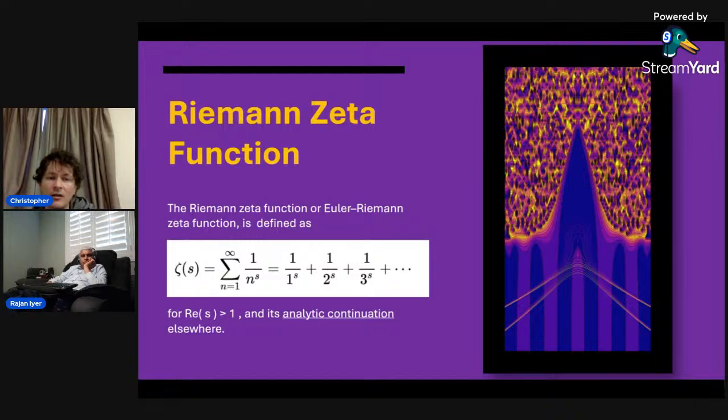But instead, I want to look at how the elliptic curve might connect to the Riemann Zeta function. So here we see a definition of the Riemann Zeta, or Euler-Riemann Zeta function, which is the sum of these complex fractions, if you like. And the Riemann Zeta has an analytic continuation for everything below 1.